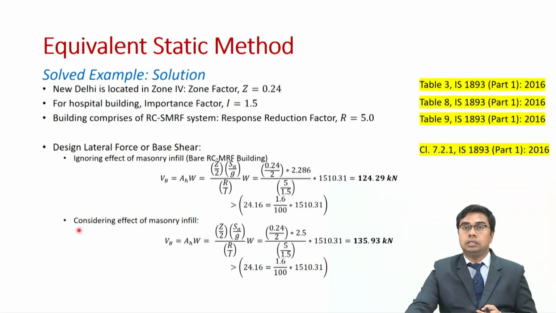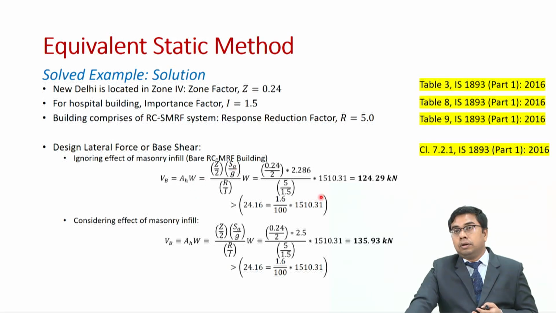Again two cases: ignoring effect of masonry infill, that is considering only bare RC MRF building, and the second case is considering effect of masonry infill. Upon substituting the values, we get a value of 124.29 kilonewton for the case of ignoring effect of masonry infill, and for the case of considering effect of masonry infill, the design base shear is equal to 135.93 kilonewton.